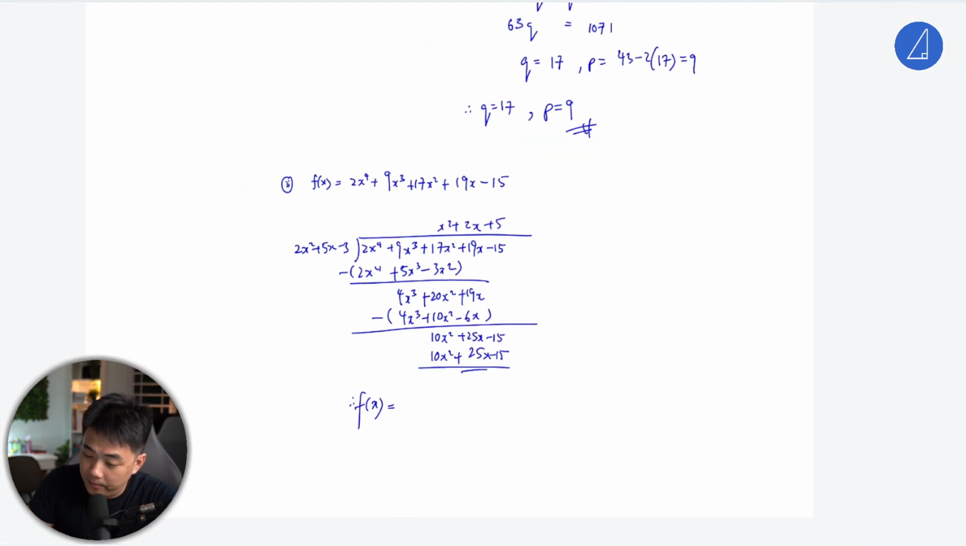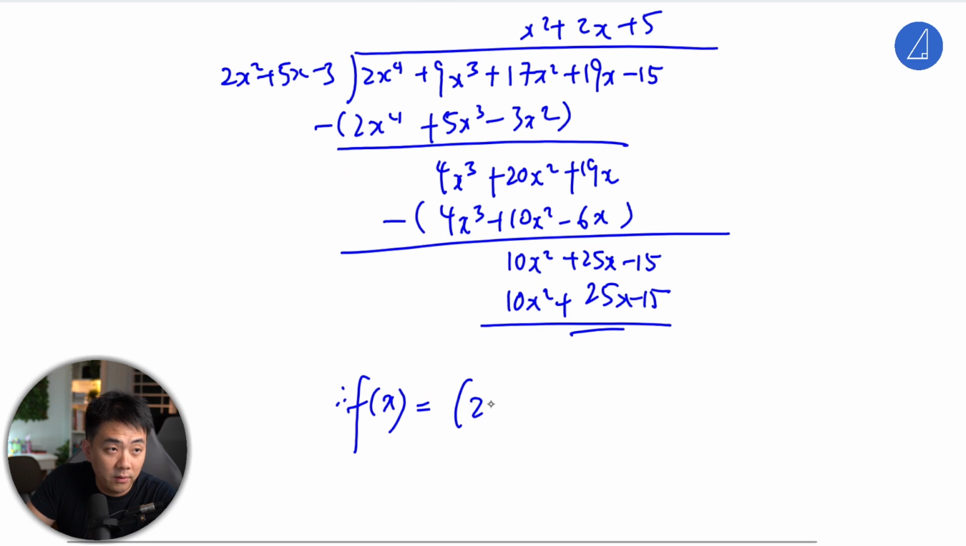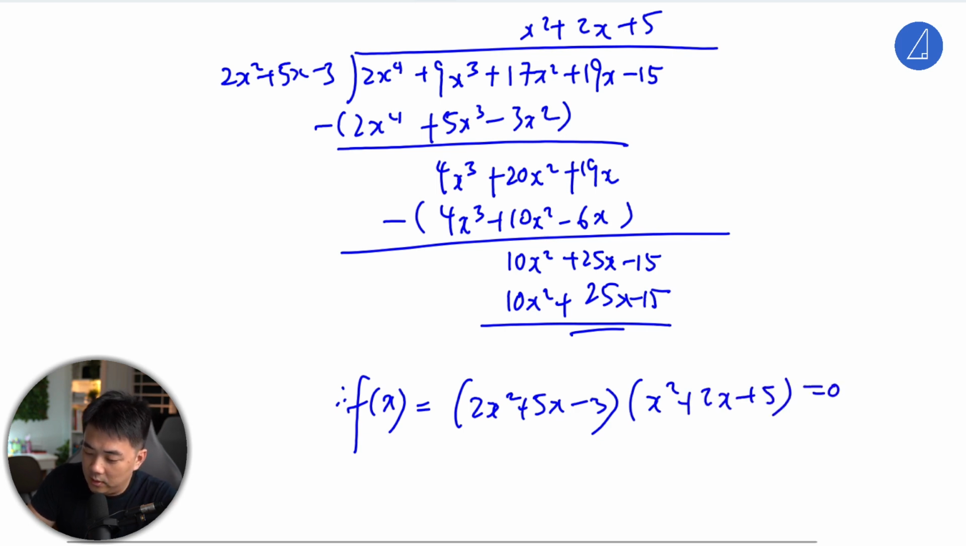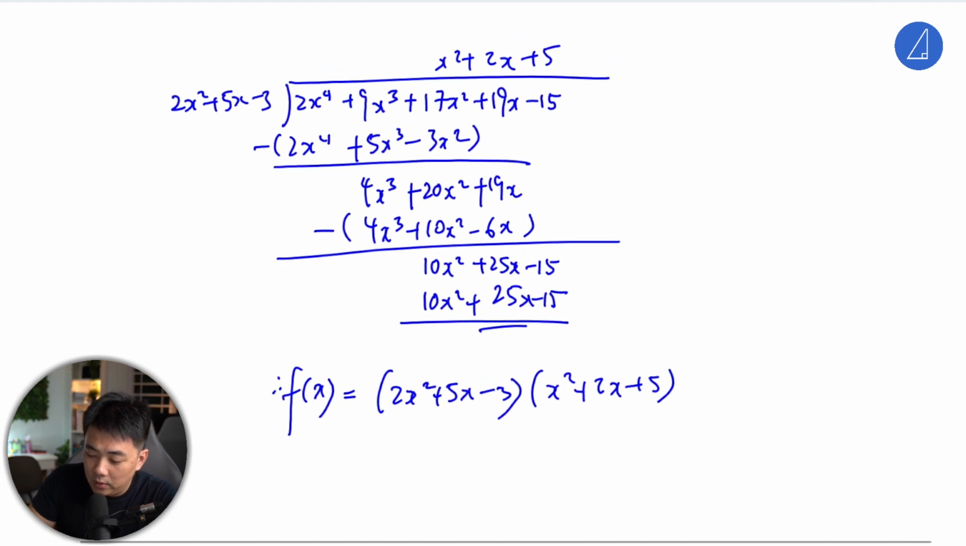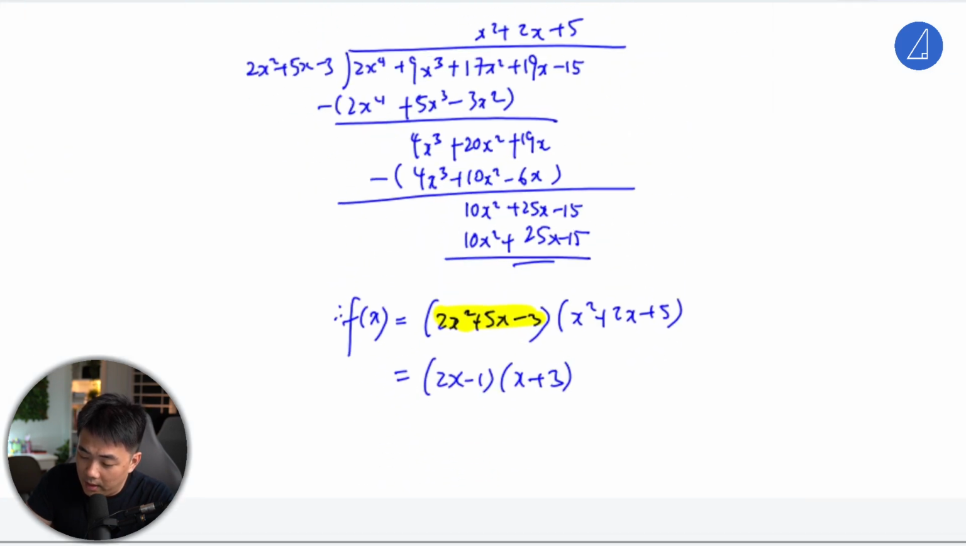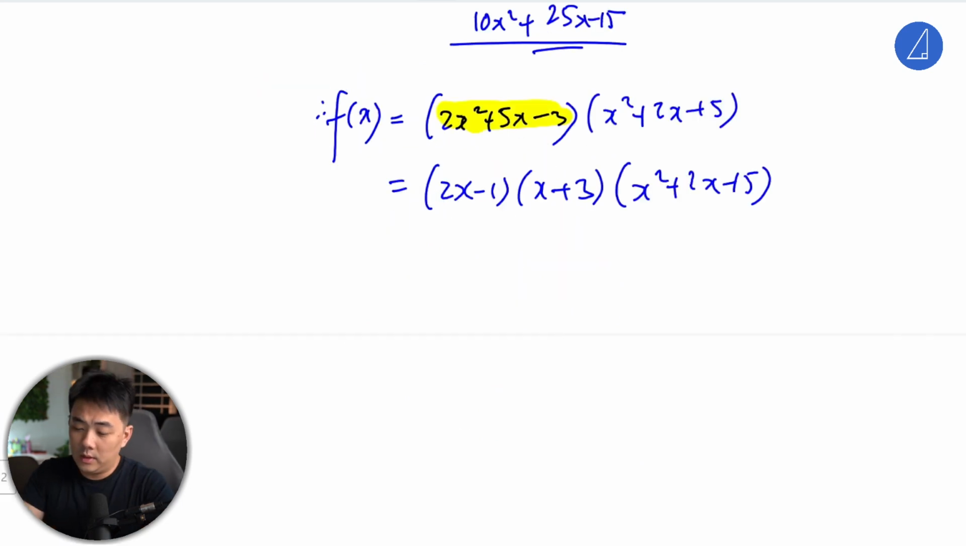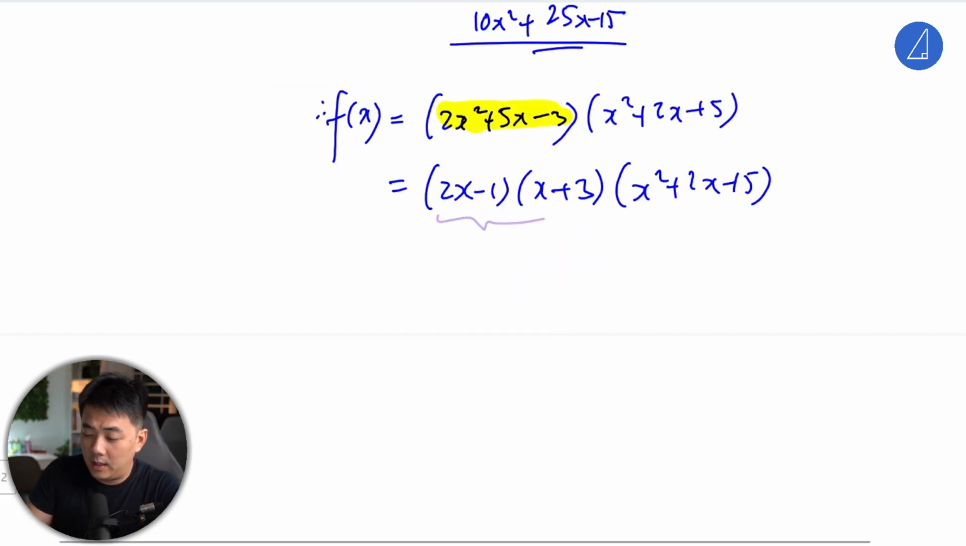Meaning f(x) will just be the given quadratic factor times x squared plus 2x plus 5. We already know how to factorize the first quadratic factor: what we did just now was (2x minus 1)(x plus 3), right? Then the other one is here. So when f(x) equals 0, we just need to examine that the two real roots come from here, and then we need to show that this has no real roots.